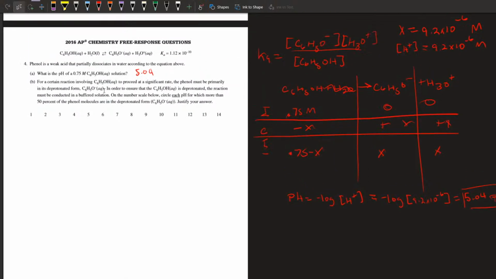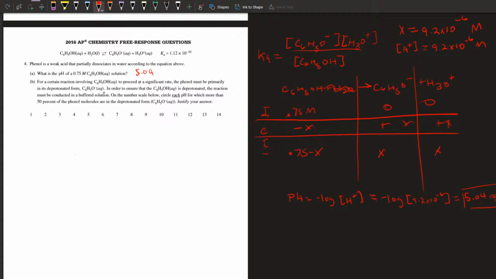Now for part B. For a certain reaction involving C6H5OH aqueous to proceed at a significant rate, the phenol must be primarily in its deprotonated form, C6H5O minus aqueous. In order to ensure that C6H5OH aqueous is deprotonated, the reaction must be conducted in a buffered solution. On the number scale below, circle each pH for which more than 50% of the phenol molecules are in the deprotonated form C6H5O minus aqueous. Justify your answer.